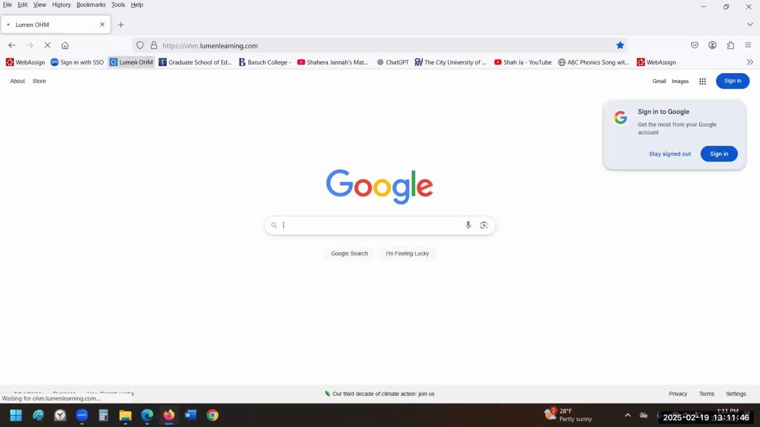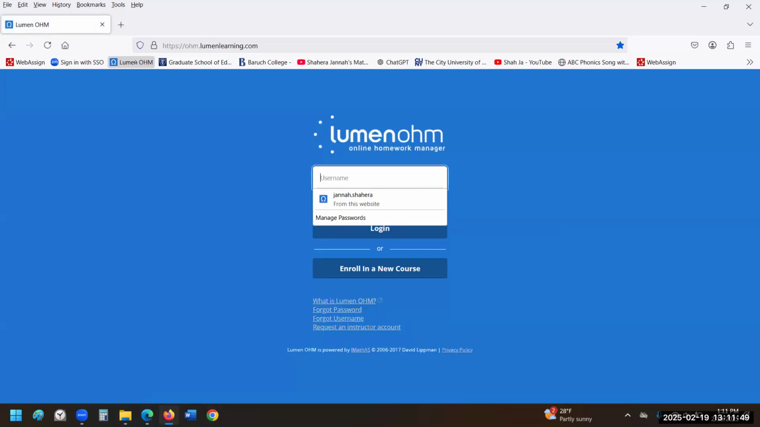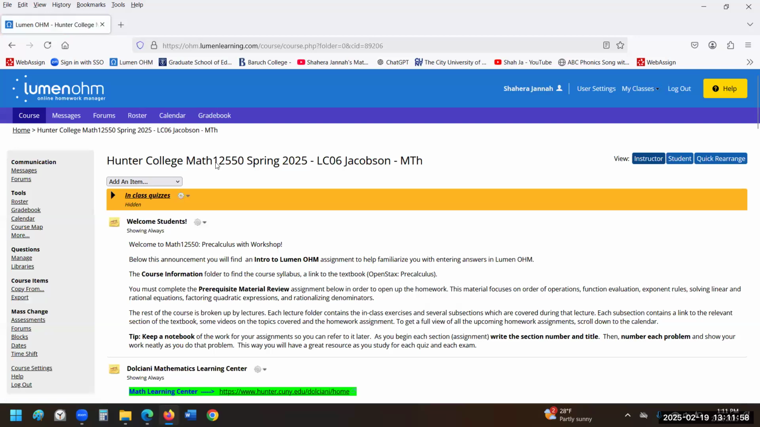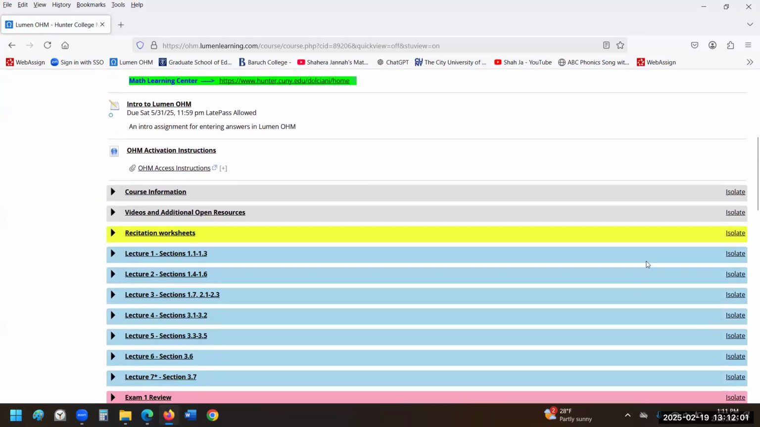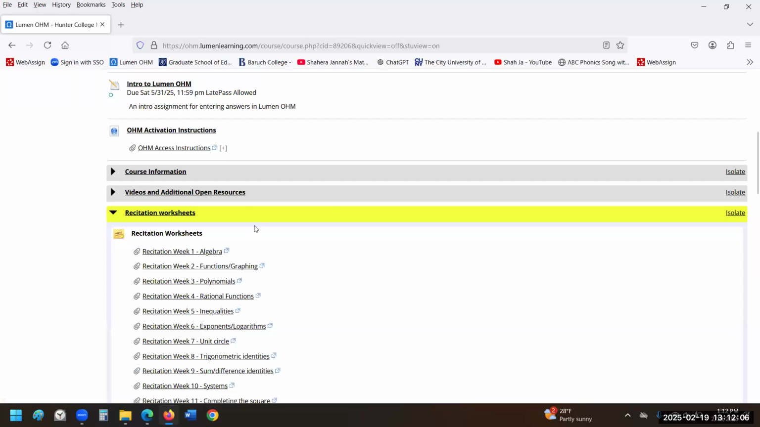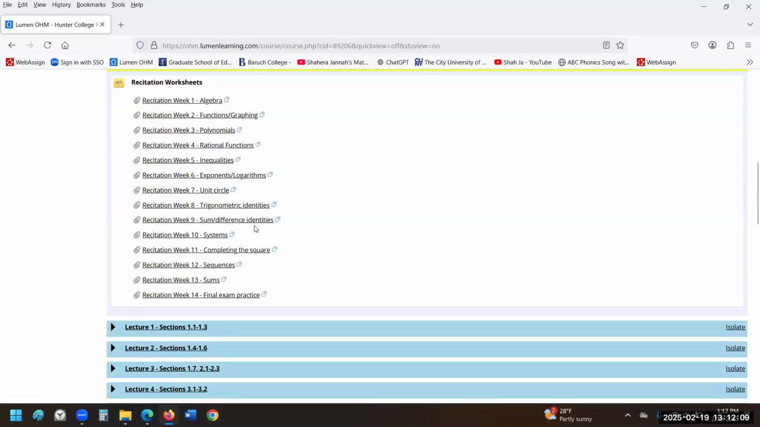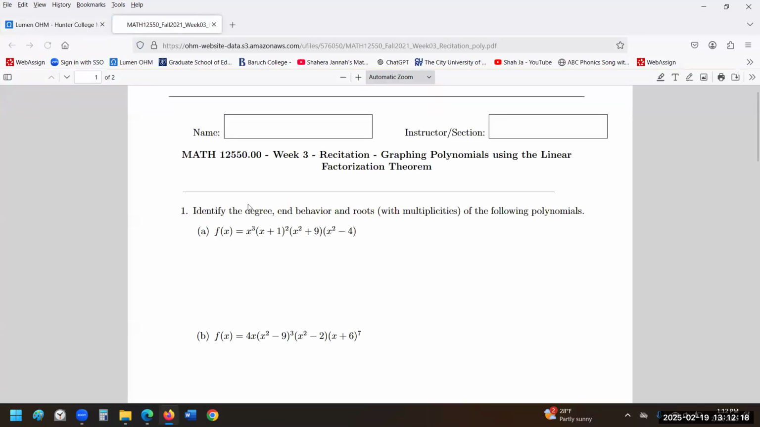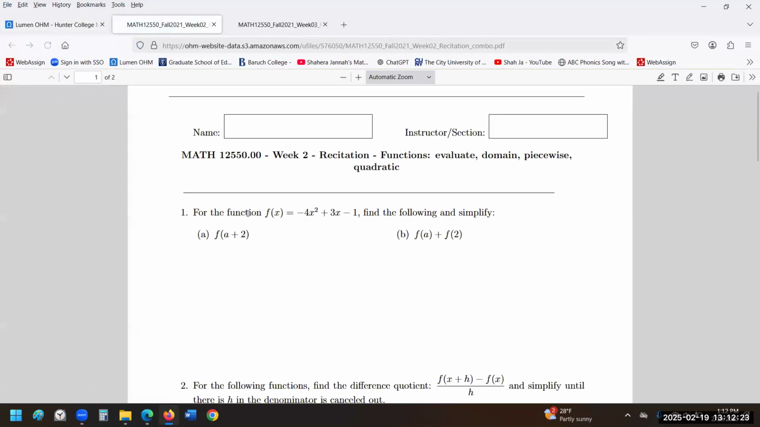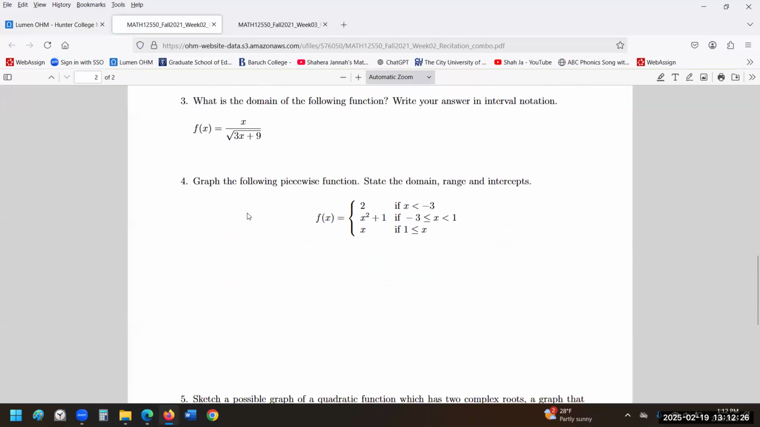So you go to Lumen. You go to class. Let me go to student view. See here, the yellow bar is this recitation worksheet. So all the worksheets we are going to go over this semester are here. So we are doing 3 today. So you can find it here. And then you'll do 2 as homework. Okay. This is 2.